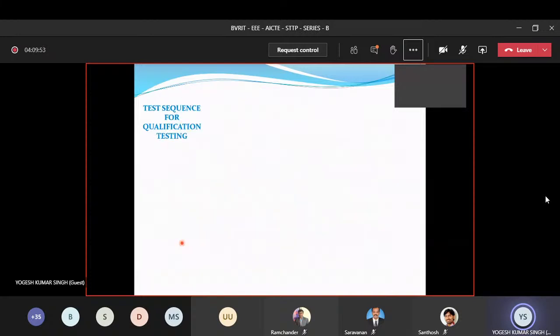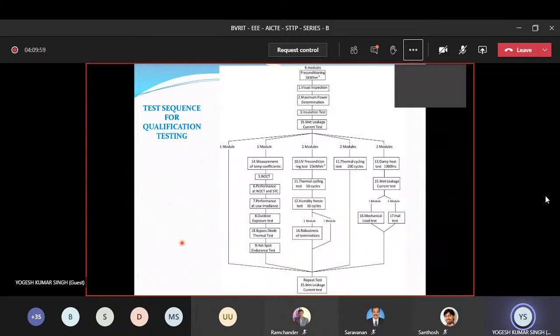Now we come to the test sequence for the qualification test. What are the qualification tests that will be coming? The first thing, we have taken the 8 modules. Then the modules will go to the preconditioning unit.